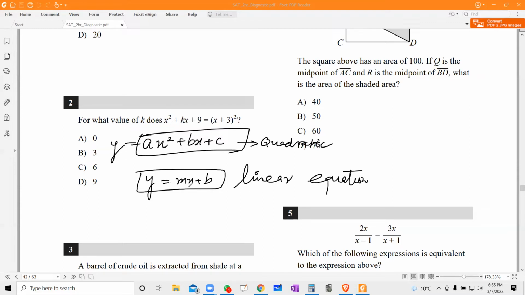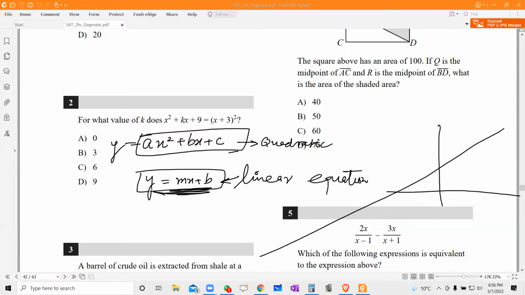So you have the linear equation and the quadratic equation. Why is this called a linear equation? Any idea? Because when you graph it on the calculator or on the graphing sheet, wherever you can graph it, it will be a line.